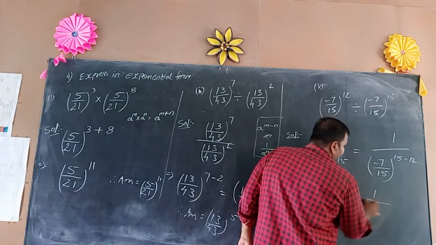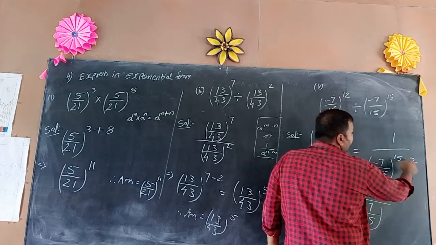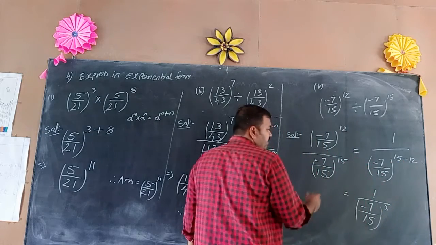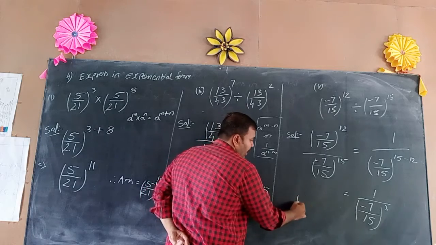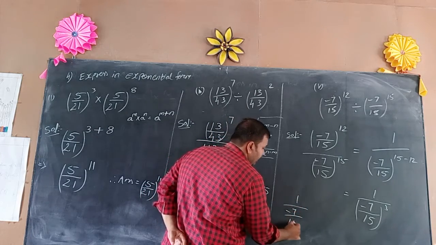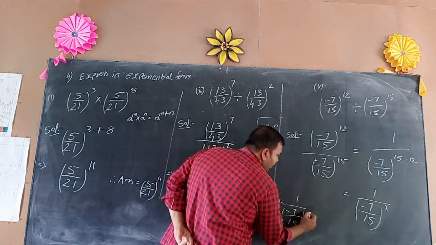That is 1 by minus 7 by 15 whole to the power of 15 minus 12, which is 3. 15 minus 12 is 3. So write that as 1 by minus 7 by 15 whole to the power of 3. The answer is whole to the power of 3.